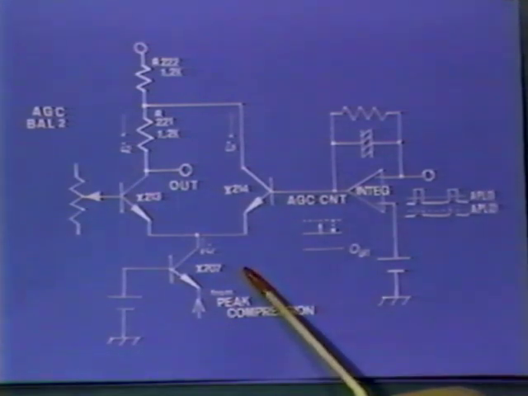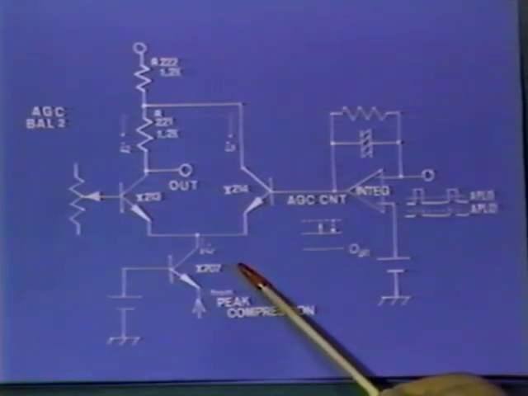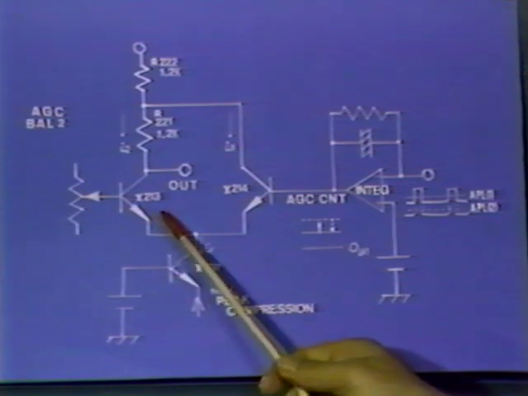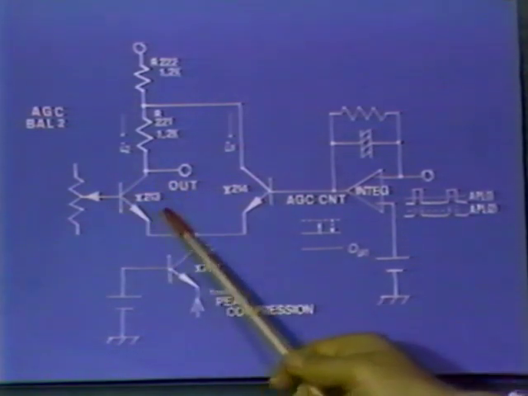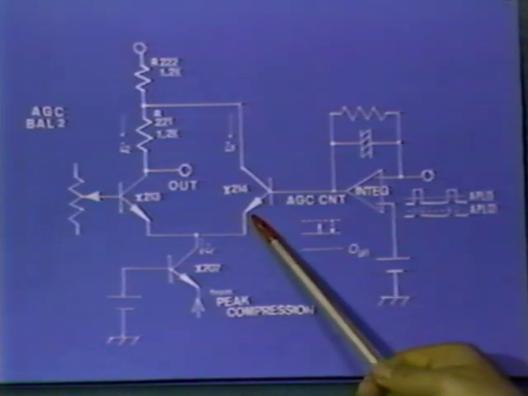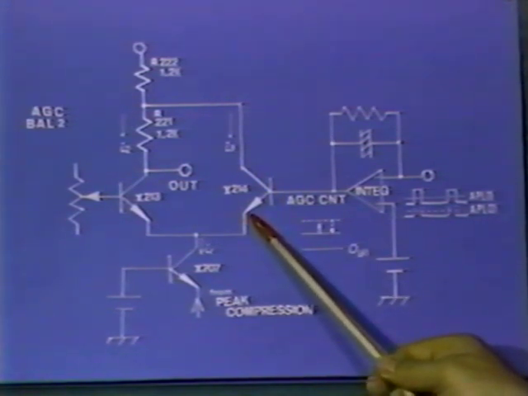Here, the basic AGC operation is indicated in the figure. Similar to the peak compressor, as you've seen, the operation is carried out by controlling the current distribution in the differential amplifier X213 and X214 DC-wise.